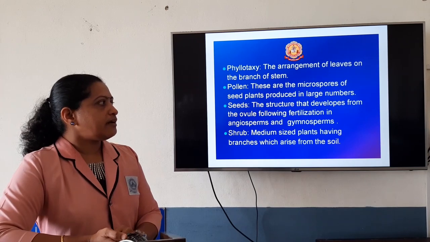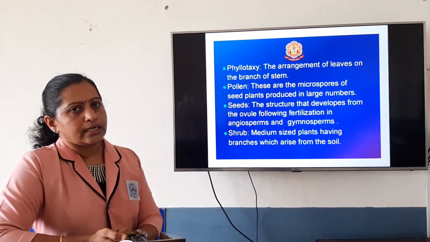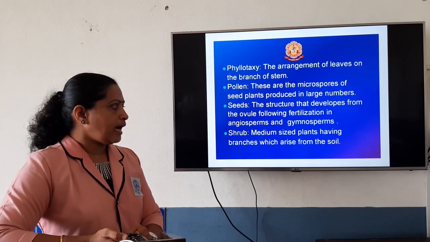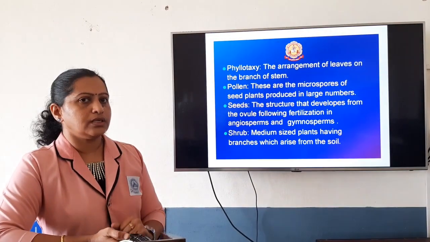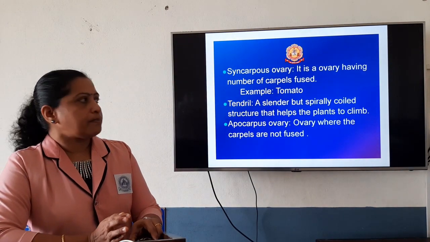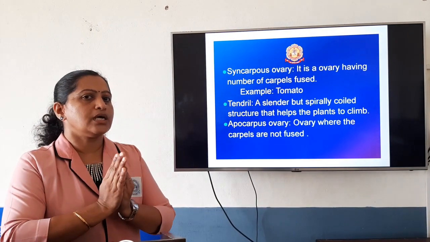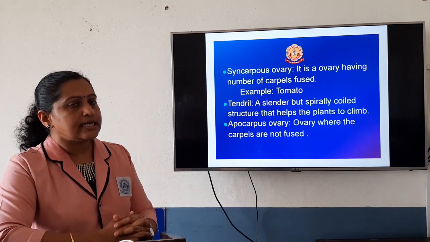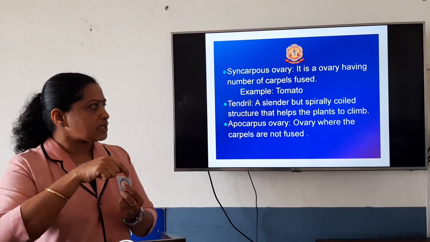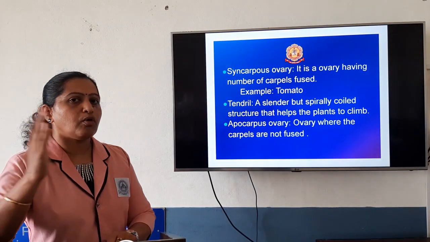Seeds. The structure that develops from the ovule after fertilization in case of angiosperms or gymnosperms is known as seed. Shrub. A medium-sized plant having branches which arise from the base of the stem or from the soil is known as shrub. Syncarpous ovary. It is an ovary having many carpels, but all those carpels are fused together. So it is termed as syncarpous. Tendril. A slender but spirally coiled structure that helps the plant body to give additional support or to climb on the supportive plant.